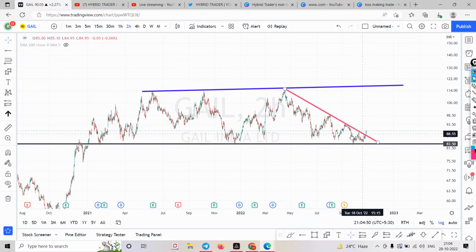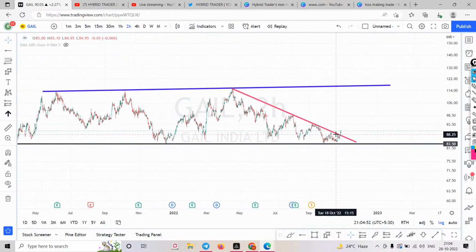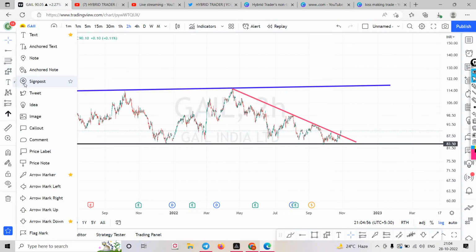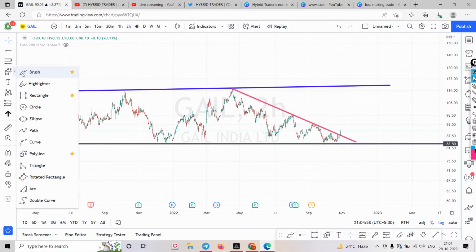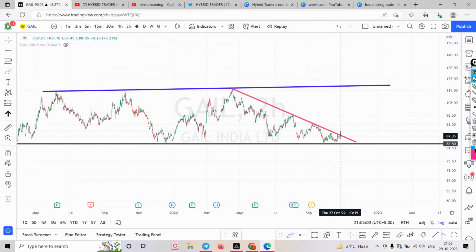What did I say? When I entered Gale at this position, I said there are two possibilities. I clearly told you the other day, there are only two possibilities. I know I've taken the risk. Either the stock can go up or else the stock can come down. That's it.